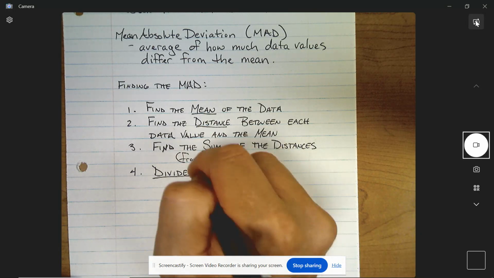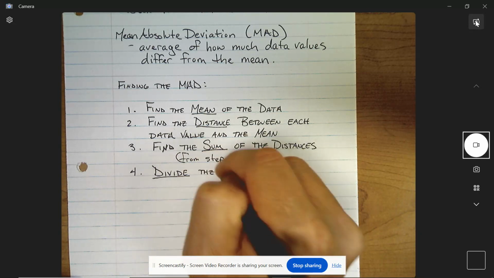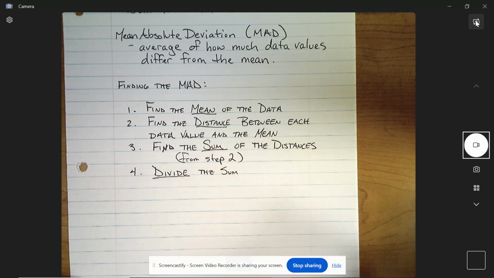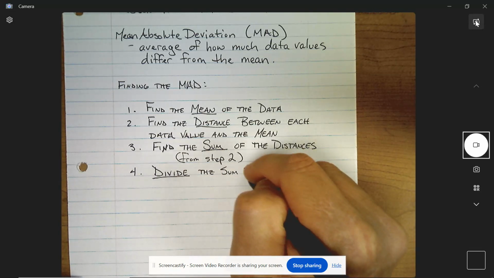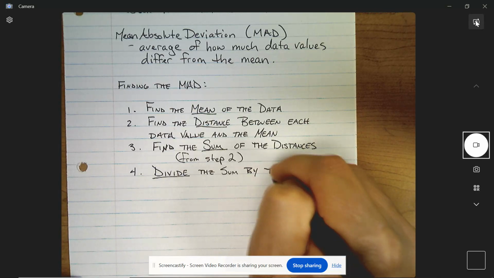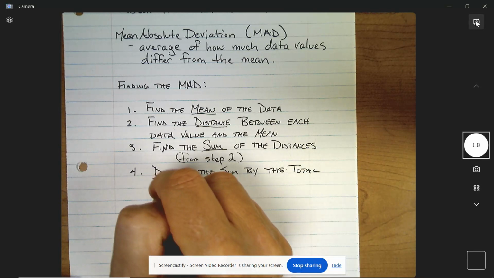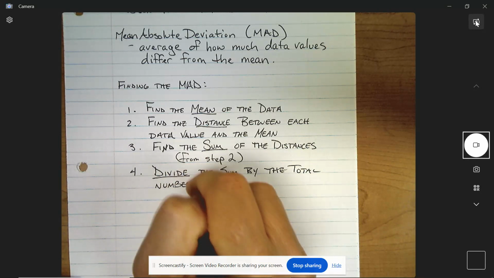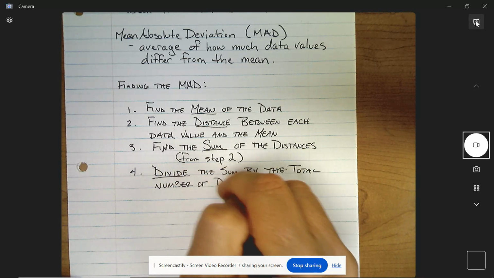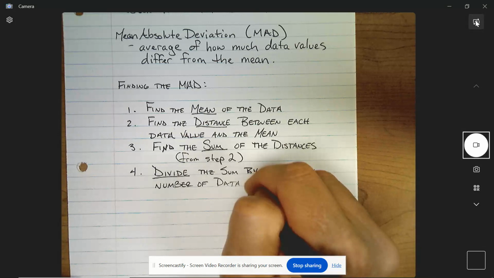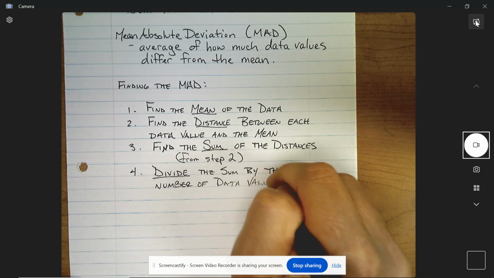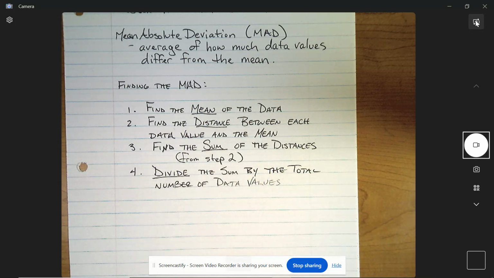We're going to divide the sum that we found in step 3 by the total number of data values. All right.